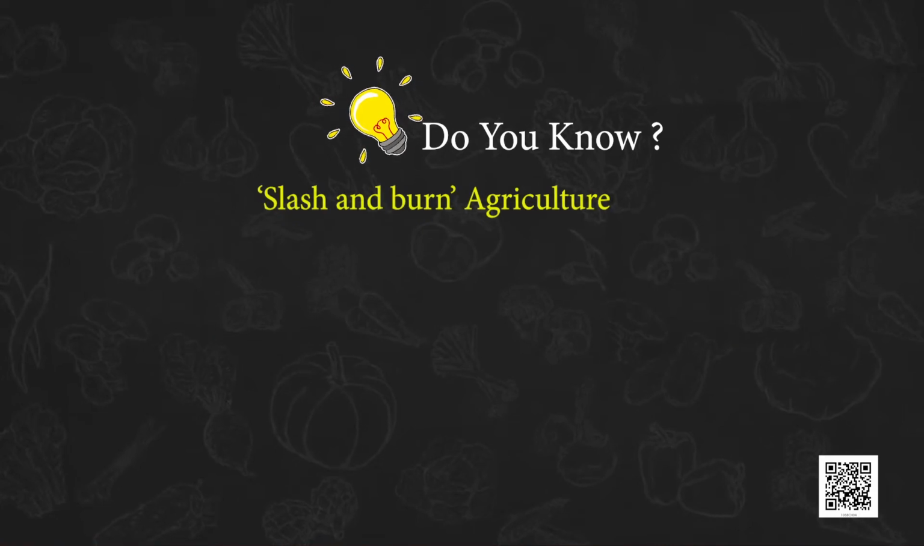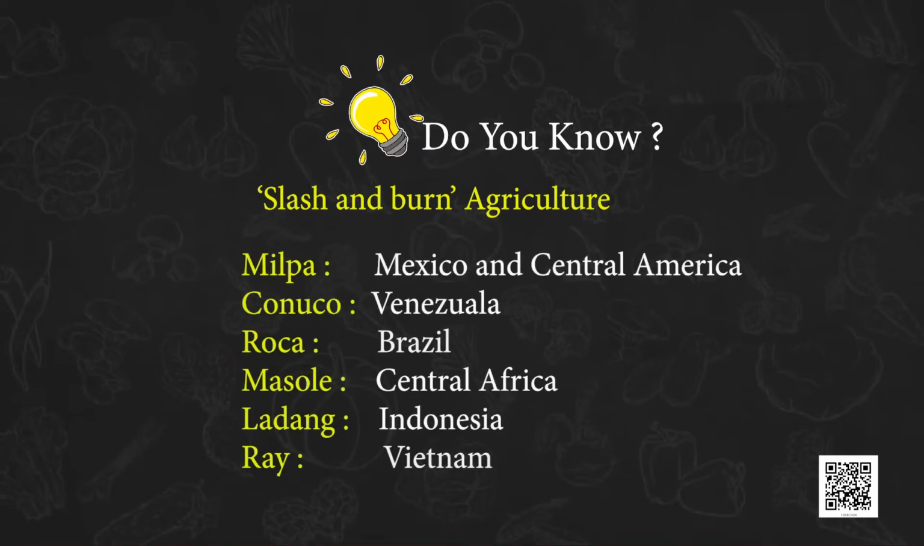Slash and burn agriculture is also known by different names in different parts of the world. It is known as milpa in Mexico and Central America, conuco in Venezuela, masole in Central Africa, ladang in Indonesia, and in Vietnam it is known as ray. Isn't it interesting to learn these names? Yes, indeed. So what is intensive subsistence farming?